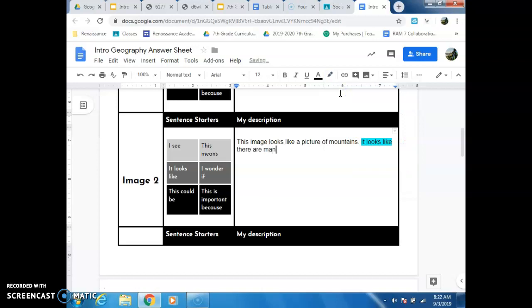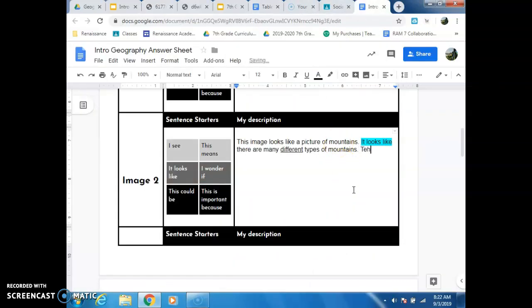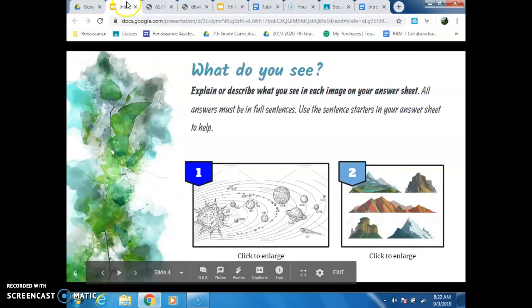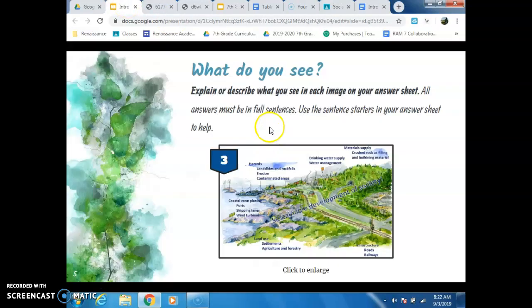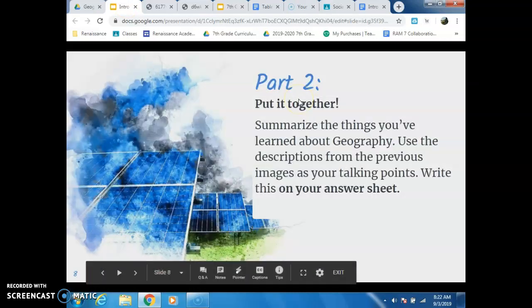there are many different types of mountains. Just gonna go ahead and confirm that. Many different types of mountains. Yeah, look at that. They're all different. They're all different colors. They're all different styles. They're all different shapes. You know what? I'm gonna say they're all different styles and different shapes. Awesome. They are all different styles and shapes. Sweet. Image number 2 done. So it looks like that's how this first part goes. Pretty simple. Remember, click to enlarge.